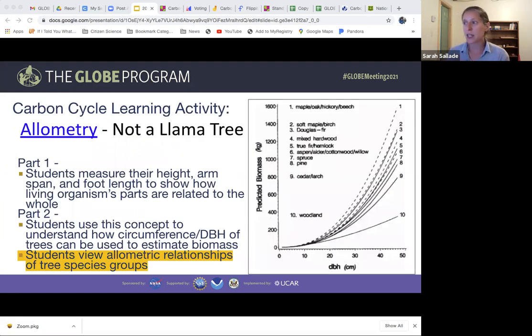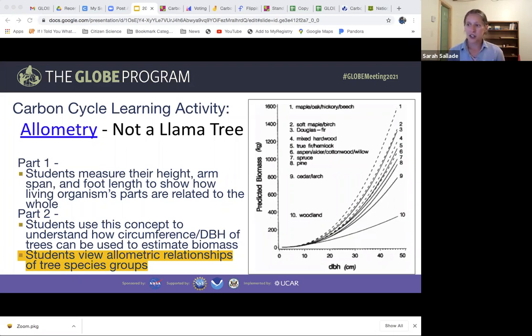So in our activity, allometry, not a llama tree, there's also two parts. Again, the first part is an opportunity for students to explore the allometry of their own body, put it in that concrete world, and they actually get to create those mathematical relationships, or allometric relationships, for their foot length to their height and their arm span to their height. We're going to kind of gloss over that for now and head straight to the vegetation piece.